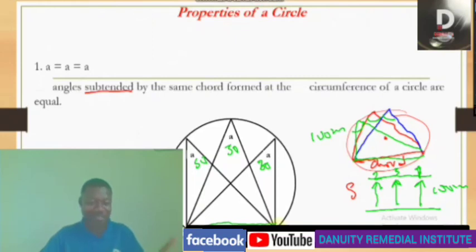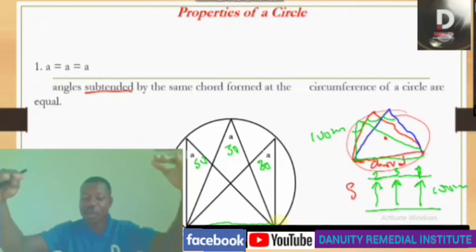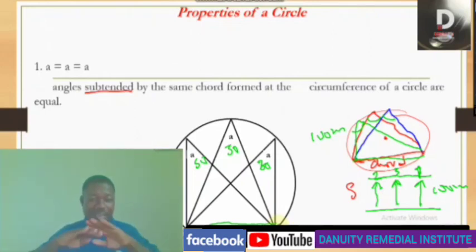This principle is practical in everyday life. So you look for a chord and recognize that two or more angles are subtended. That means sitting on the same chord, finishing at the same point. None of them will be greater than the other. They are equal. Does it make sense here?